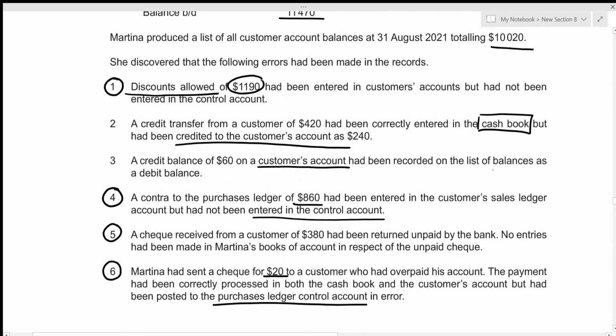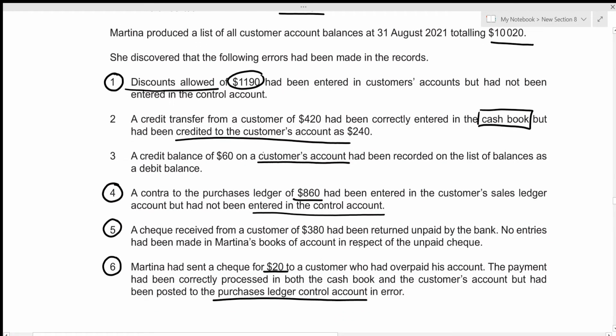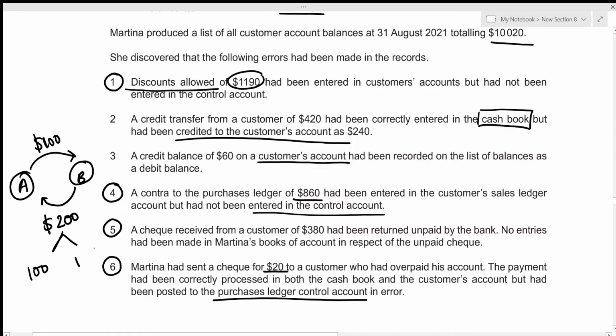Let's have a look at this second one. So a contra to the purchase ledger. So contra is basically a cutoff. So there are two parties, A and B. A purchased goods worth 100 from B. So he needs to pay 100 to B. Then B purchased goods worth 200 from A. So if we divide this 200 into 100 and 100, we can just cancel out this amount of 100 that A needs to pay to B and another 100 that B needs to pay to A. So this cancel off or cut off during trade is known as a contra.